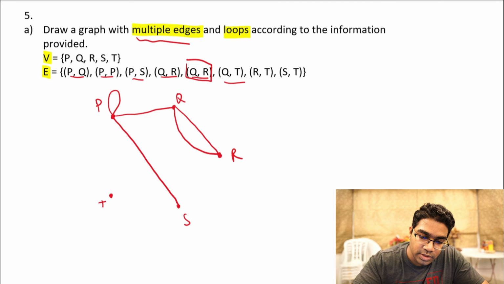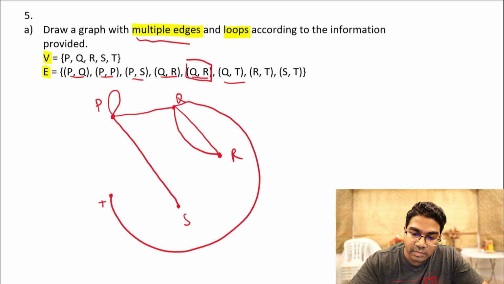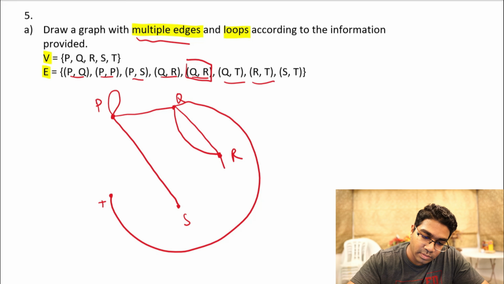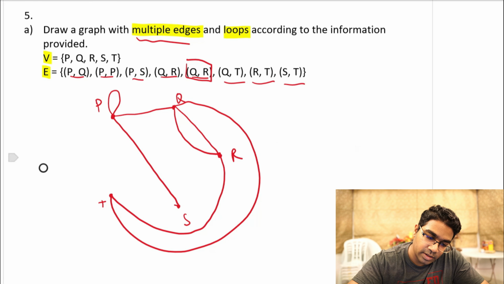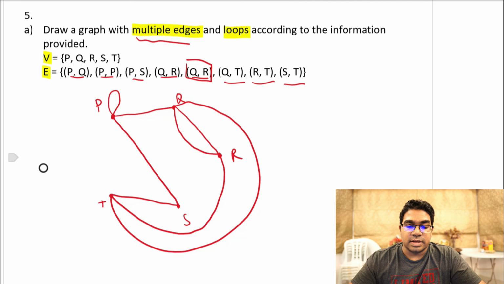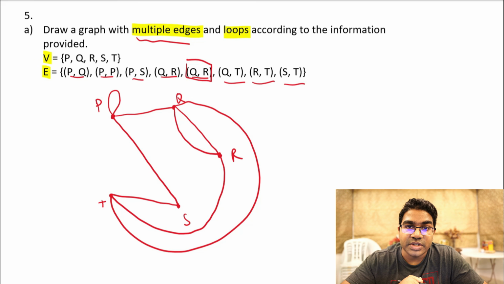And then we have QT. So QT, now we have to cross over. I'd rather not cross over, so I'm going to go like this, QT. And then we have RT, so RT. And then we have ST, ST. And this is an example of the graph with this particular set of vertices and this particular set of edges.